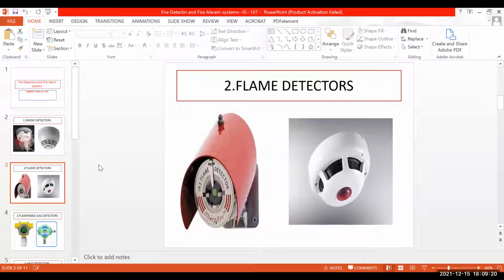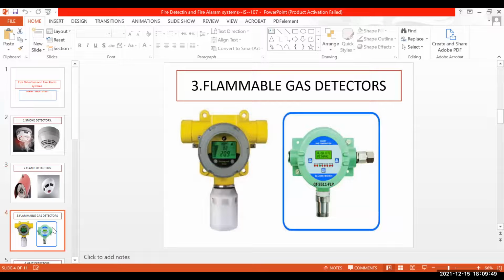These are also mostly used in the enclosed areas only, but in some locations like oil and gas, power plants or some other locations, the detectors will be installed near the equipment, not adjacent to the equipment, a little bit nearer. Those will be installed. And flammable gas detectors will also be there.